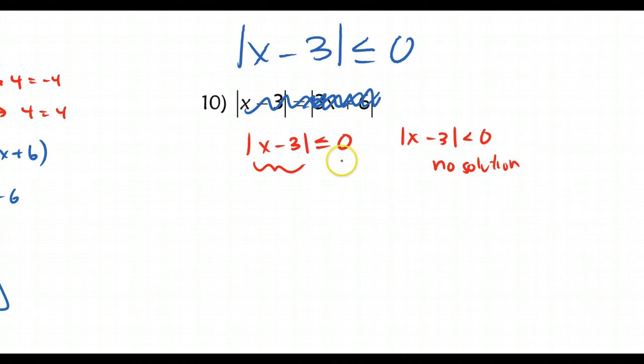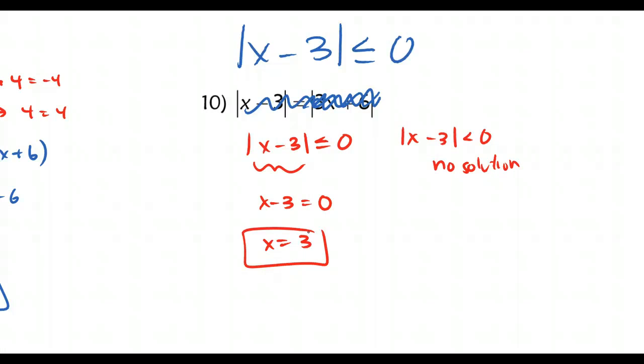But because this is equal to 0, we're just going to set x minus 3 equal to 0, and we get one solution, x equals 3. So this wasn't a really difficult question, but it is a thinking question again. So make sure you're paying attention to your signs and thinking about where it's possible and where it's not possible. Okay, that's the end of the review for part 2.